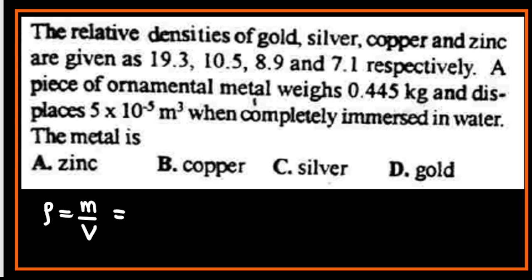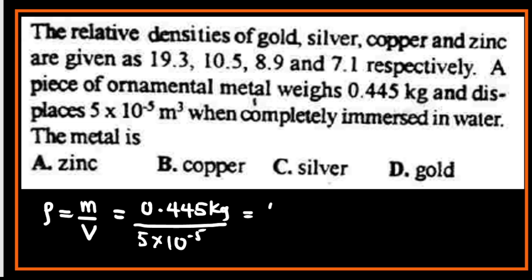The mass of the metal is given as 0.445 kilogram. Though the density of the metal was not given, according to the question, the metal displaces a liquid of 5 times 10 raised to minus 5, which happens to be the volume of the object itself. Don't forget that on complete immersion, the volume of liquid displaced equals the volume of the object. So feel free to use it here, 5 times 10 raised to minus 5.